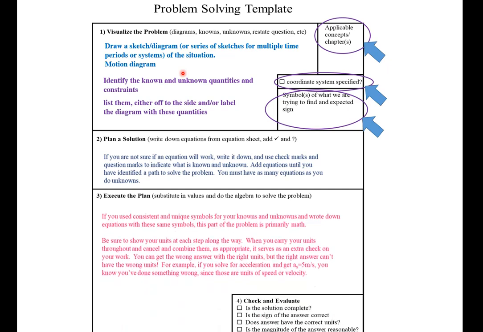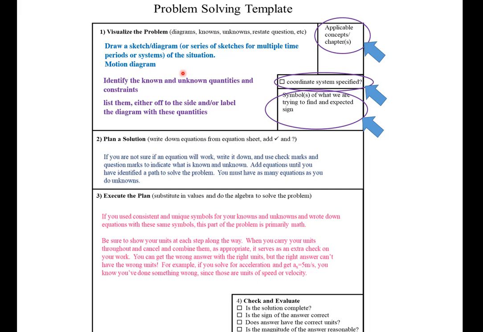Next, you have to execute the plan. Once you have planned the solution, this third step is really easy, but you have to make sure that you pay attention to the rules of algebra to obtain the expression with the unknown variable on one side of the equation and all the known variables on the other side. And also you should substitute specific values into the expression to obtain the arithmetic solution for your problem.